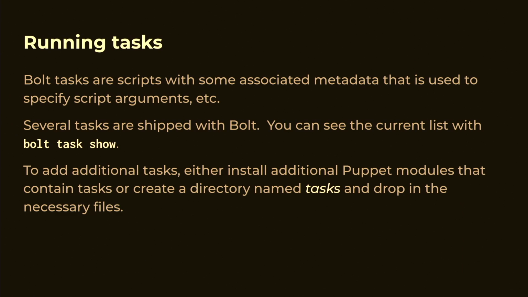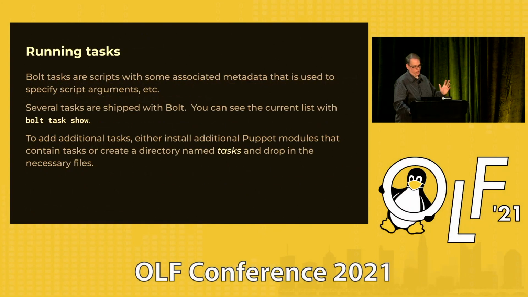Anyway, to add additional tasks, you can install Puppet modules, or Puppet modules that contain tasks, that is, or you can create a directory named tasks and drop in the necessary files. So basically, every task has the implementation of the task, the script or whatever associated with it, and then it has a JSON file that basically defines what the parameters are and whether it supports the no-op flag, and there's not a whole lot to it. Again, I'll show you examples in a few minutes.